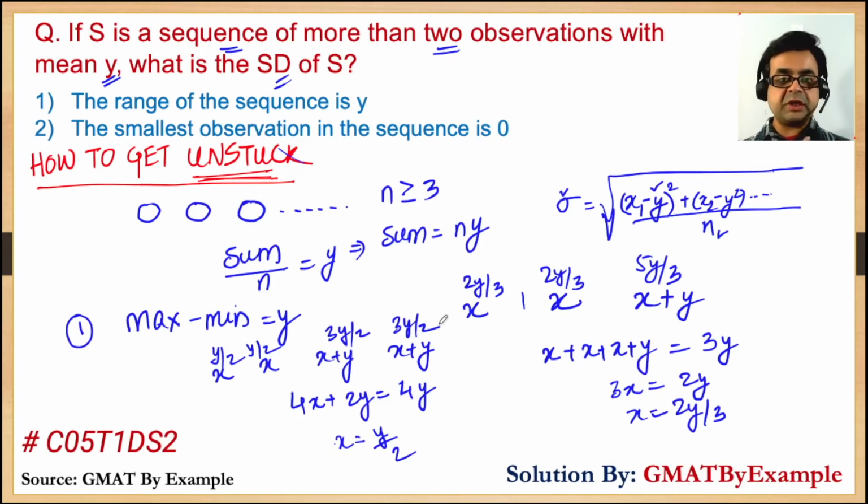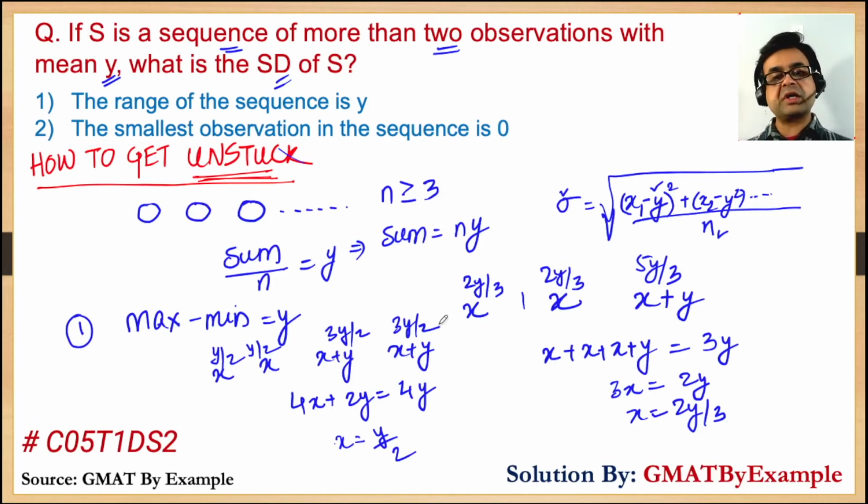Now this is a very crucial approach. Even though we were not able to really solve statement number 1, we figured out 2 things. One, statement number 1 is not going to be sufficient, because even though we were able to express everything in terms of y, the number of observations is not given to me, and y is not given to me. Unless I know something about y, my standard deviation is going to depend on both y and n, and hence statement 1 is insufficient.